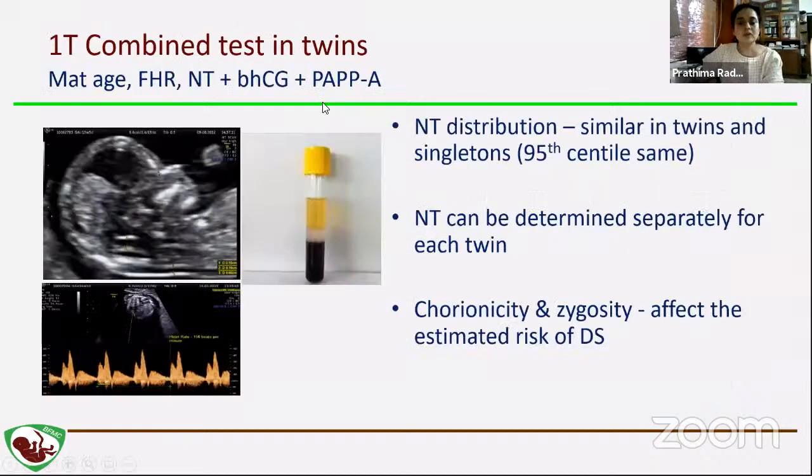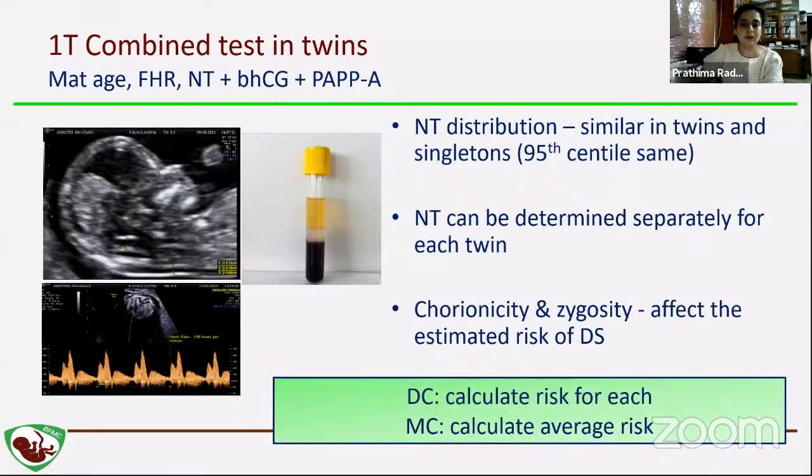Okay, so the first trimester combined test is also pretty valid, and the NT distribution is pretty much similar to singletons. And the most important thing is you can assess both the babies separately. However, one must remember that the chorionicity can affect the risk of Down syndrome, and therefore in dichorionic twins you calculate the risk separately, and in monochorionic you calculate the average risk.